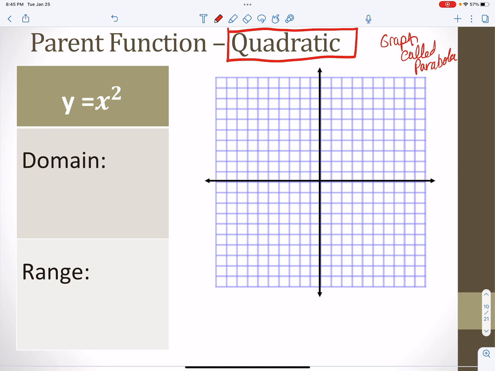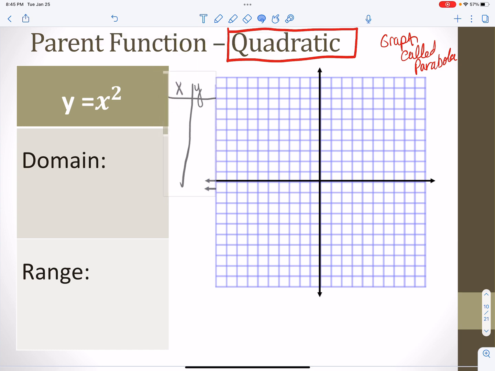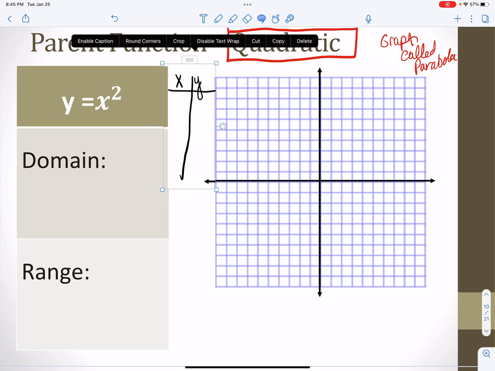So on a test, I might say graph the parabola. Well, that means I want you to graph the parabola, okay? So take a second. You got this down now. I want you to pause and put in some numbers for X and some numbers for Y, and then we'll see what happens. Pause.